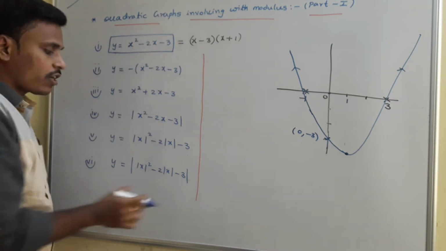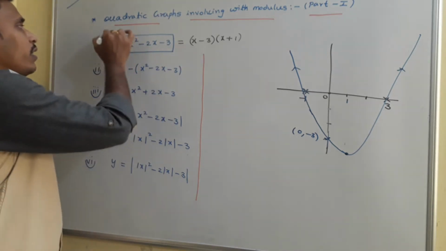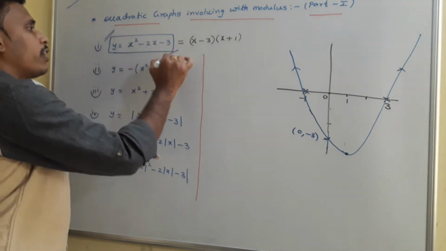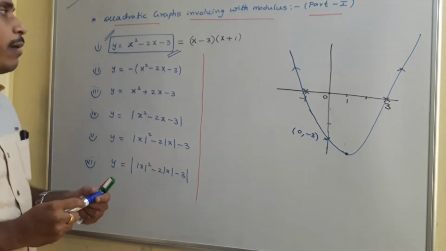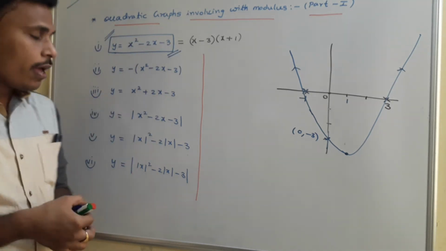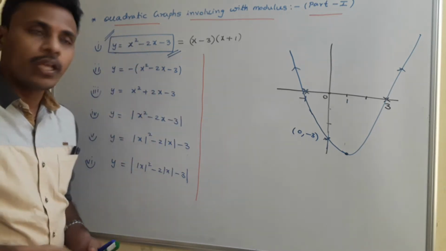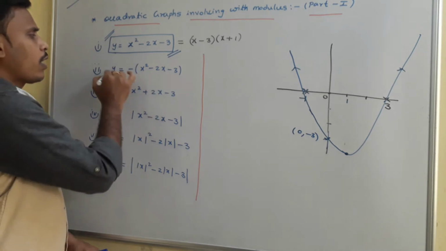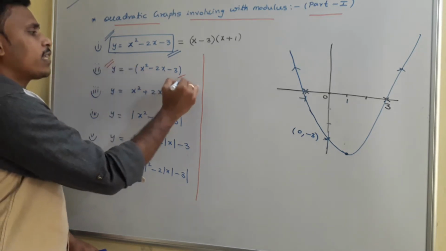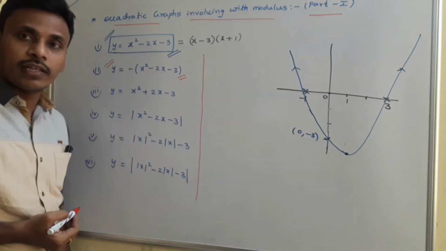So for this discussion I am just considering y equals x square minus 2x minus 3 as the fundamental expression, the fundamental graph. Based on this expression, I need to generalize all the remaining ones. You just think about the next one: y equals minus of x square minus 2x minus 3.